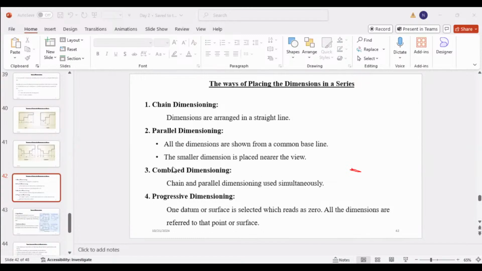Then combined dimensioning, chain and parallel dimensioning used simultaneously. දෙකම combine කරලා ලියන්න පුළුවන්. Then the progressive dimensioning, one datum or surface is selected which reads as 0. එක point එකක් හරි එක surface එකක් හරි අපි බිඳුව කියලා ගන්නවා. Then all the dimensions are referred to that point or surface. Okay. ඒ point එකට හරි ඒ surface එකට reference විදියට තමයි අනිත් ටික ලියන්නේ.